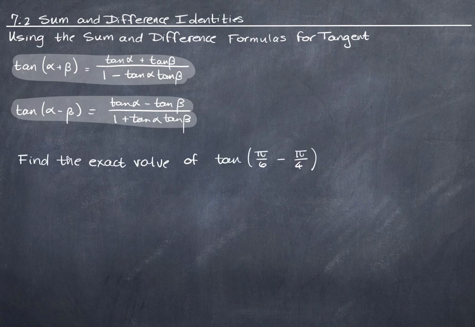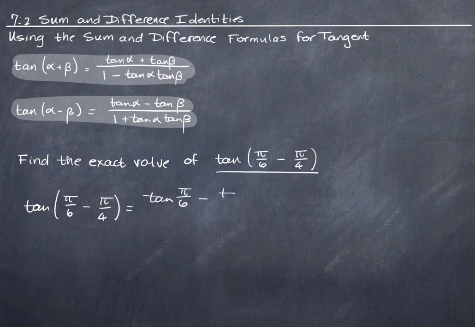How much you use it? Well, for example, find the exact value of the tangent of pi over 6 minus pi over 4. I know a formula for the tangent of the difference of two angles. It's this formula right here. So this can be rewritten as the tangent of pi over 6 minus the tangent of pi over 4 all over 1 plus the tangent of pi over 6 times the tangent of pi over 4.